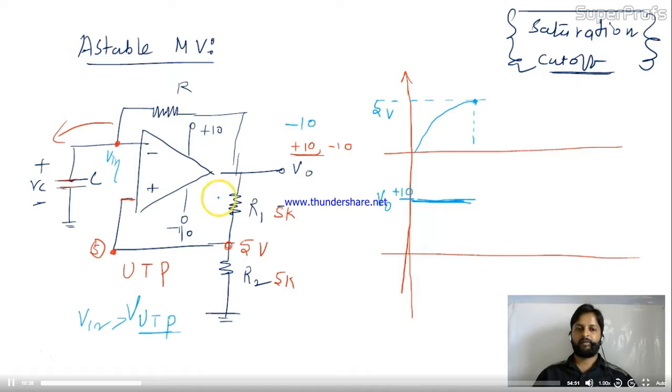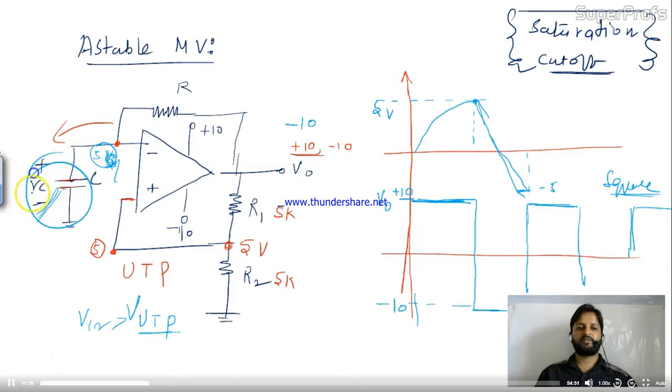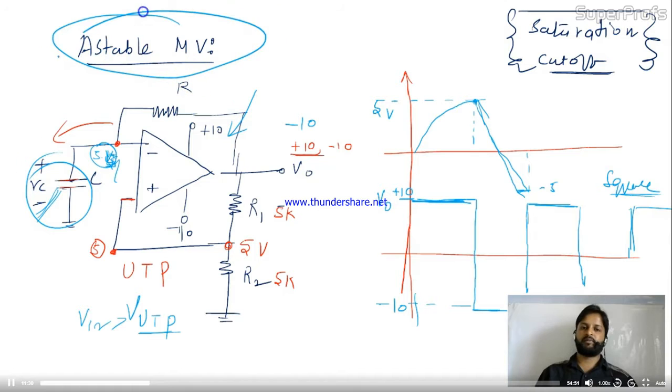Is it okay, friends? If your capacitor is fully charged up to 5, and this is 5 also, suddenly your output will become -10. Now in this case, your capacitor will discharge itself, down to -5. Once the capacitor reaches -5, the output will again become V sat, and this is minus V sat. Like this it will go on. So it's generating a square wave. Totally unstable signal. If you introduce the capacitor over here, your system becomes an astable multivibrator.